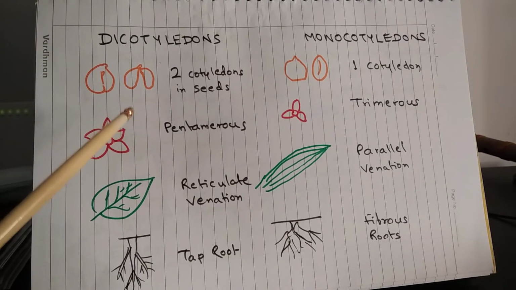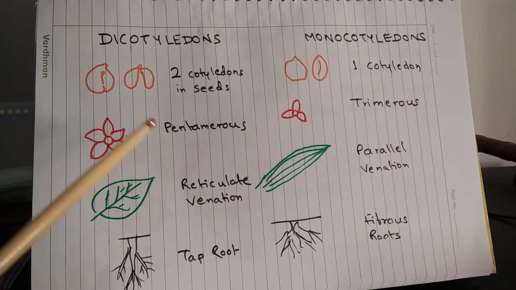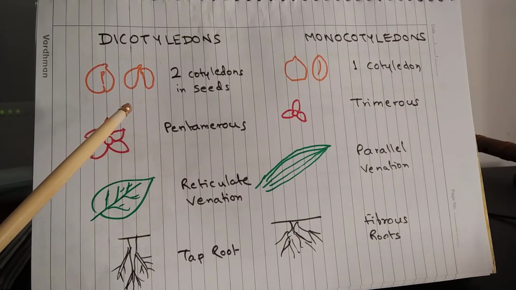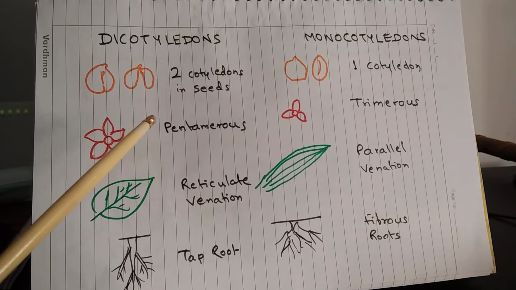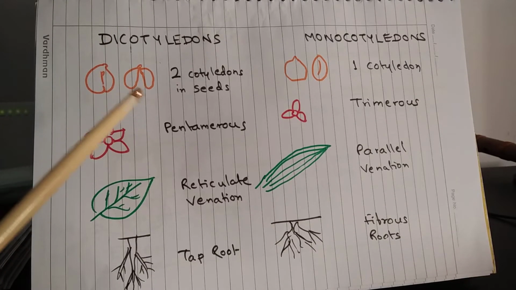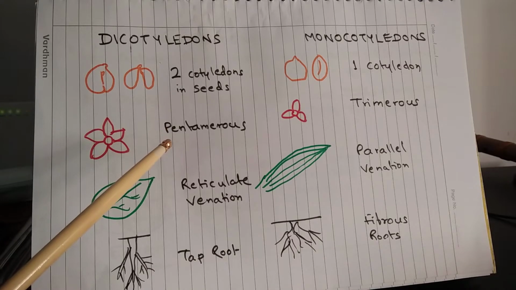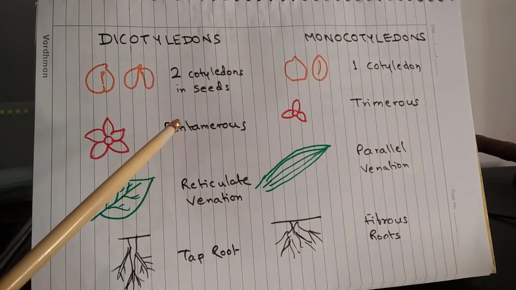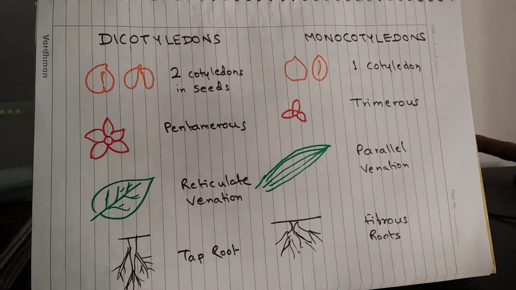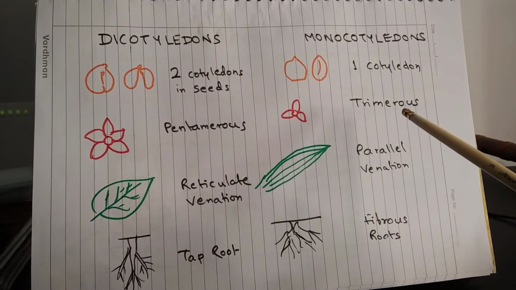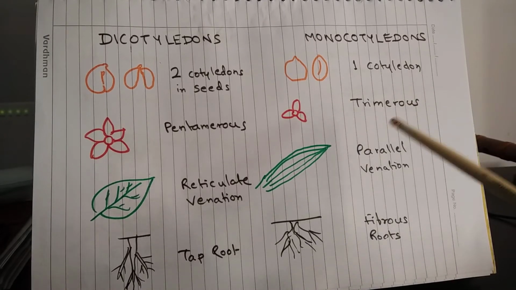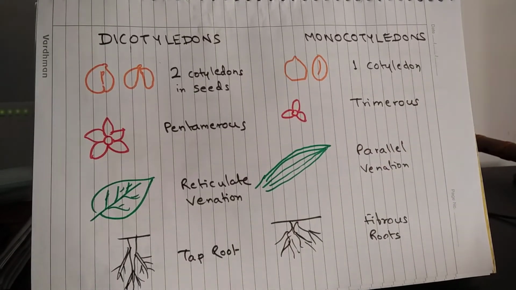The flowers of dicotyledons are pentamerous, which means that all the floral whorls have 5 or 4 parts. In the calyx, there will be 5 or 4 sepals. In the corolla, there will be 5 or 4 petals. Similarly, stamens will be in 5 or 4 numbers. In monocot plants, the flowers are trimerous, which means the floral whorls have 3 parts. So, there will be 3 sepals or 3 petals or 3 stamens, like that.